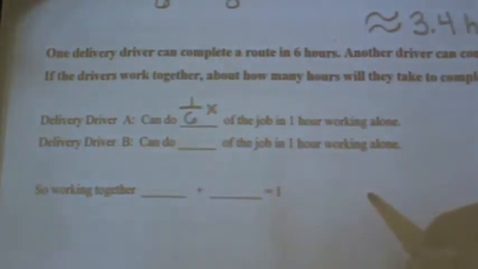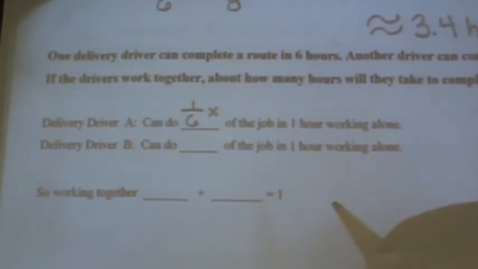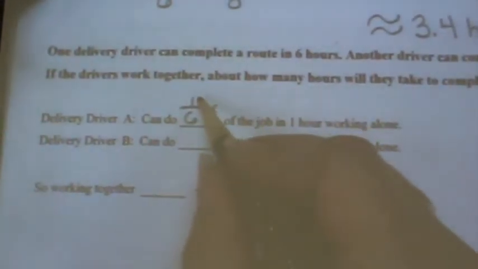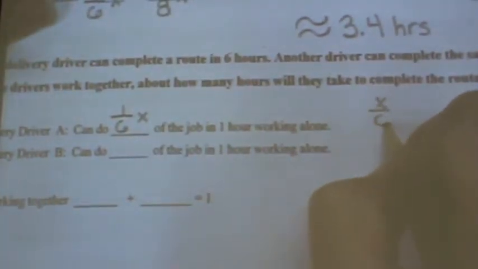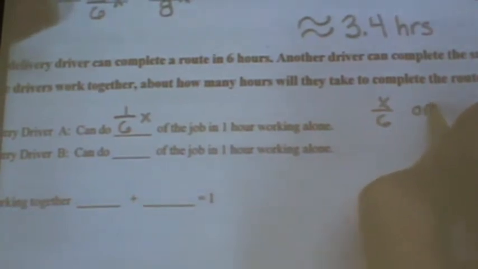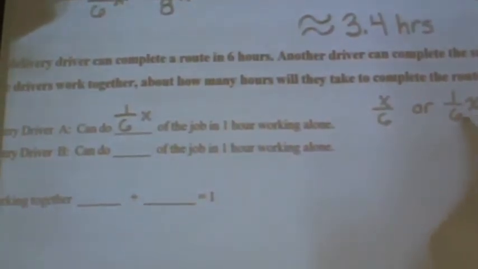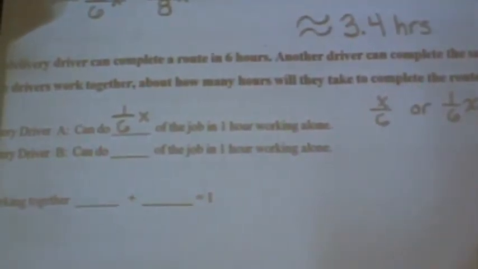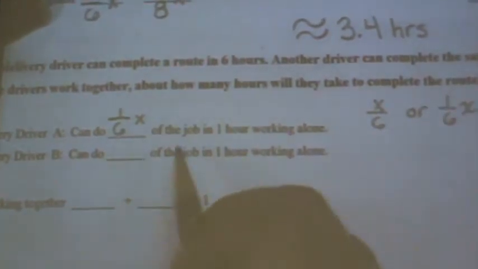Why is there an X? You could do it on top or in the middle. You could write one times X. It's your own home. This person is doing 1/6 of the job each hour. So it's 1/6 times X, that's what that says, 1/6 X.